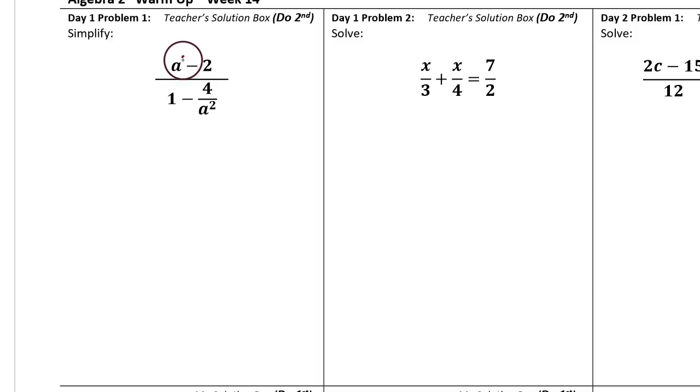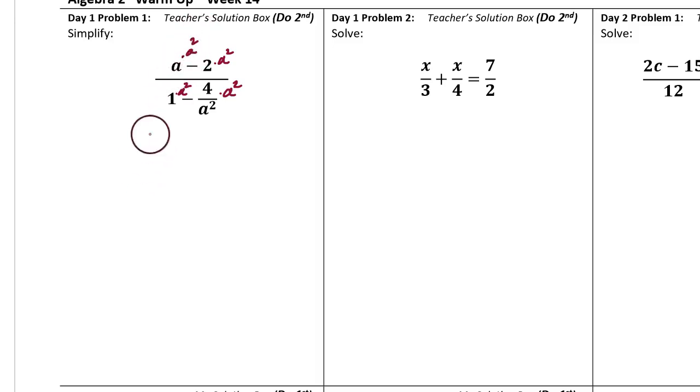So let's times this first term a by a squared, times this term 2 by a squared, times this term the 1 by a squared, and times this term here by the a squared. When we do that, we're going to get four results.